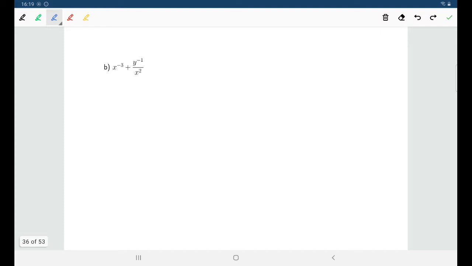All right, let's do a little bit more. Just to first rewrite this, I'm going to take that x to the negative 3 and rewrite this as 1 over x to the positive 3. And same thing with that second term, that y to the negative 1 on the top. I'll move that y down to the bottom and make it y to the positive 1. Now this one, since it's only two terms, I could really easily combine this to just make one fraction.